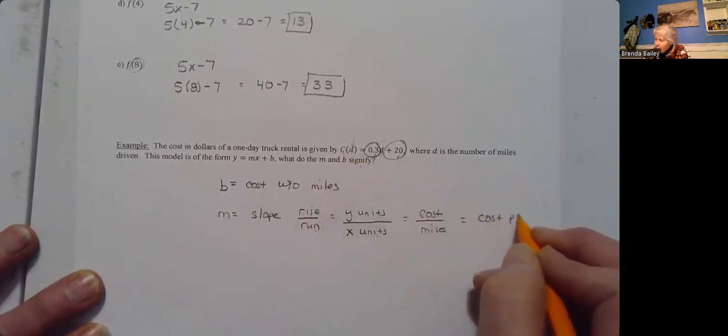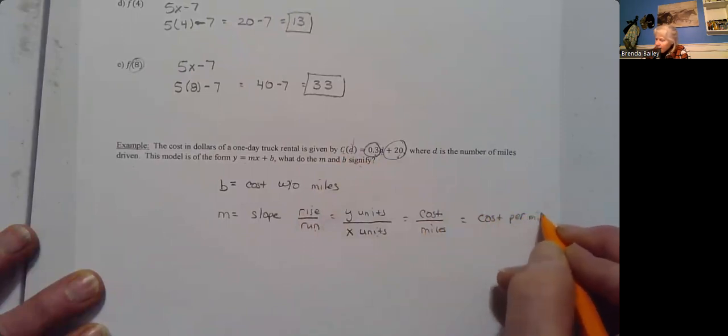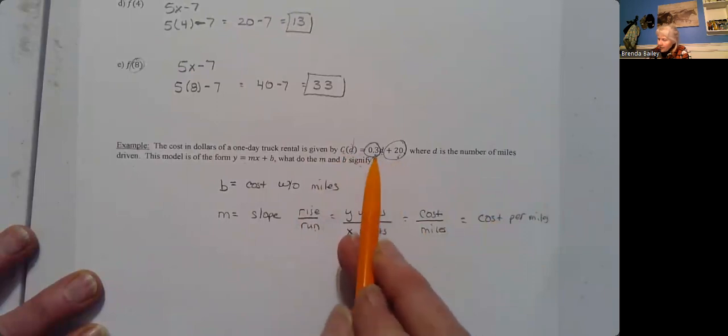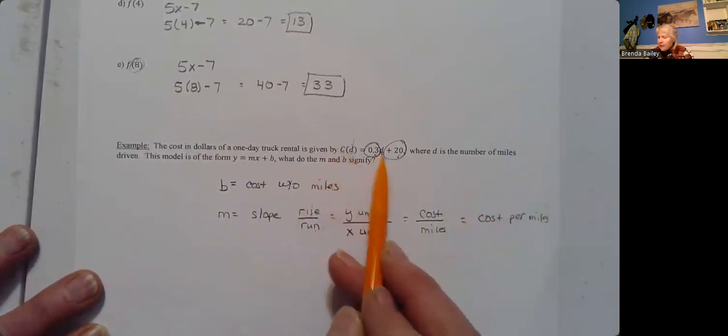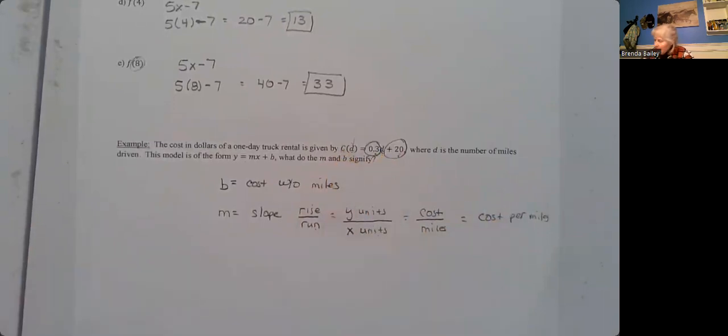So you can look at the units to determine what that slope is. It's the Y units over the units on the X in that spot. So it's the cost per mile. And the 20 is just like an initiation fee. You just got to pay it.